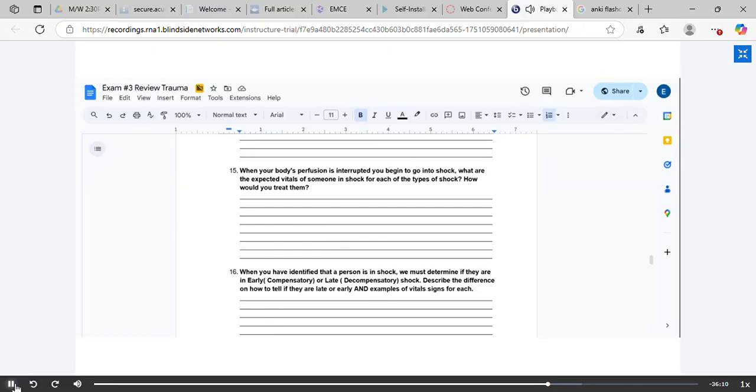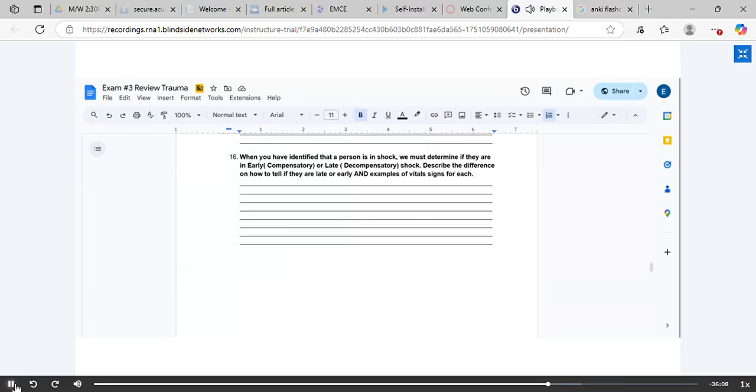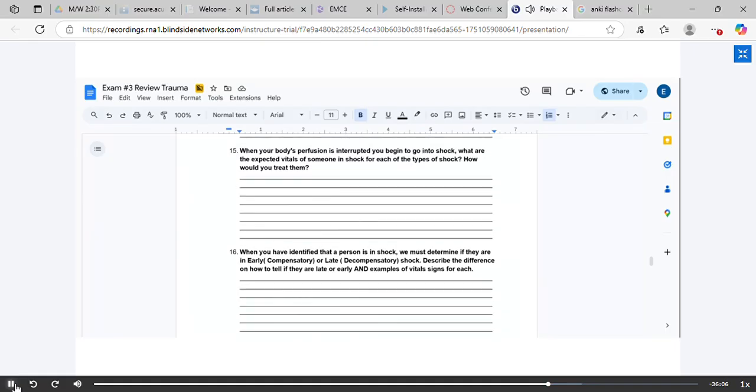Okay, number 15, talk about shock again. 15 and 16, talking about shock. Do you see just how important shock is? So when your body's perfusion is interrupted, you go into shock. What are the expected vitals of someone for each different type? All right, how do you treat them? Okay, so we'll just start with number 16, the early and late.